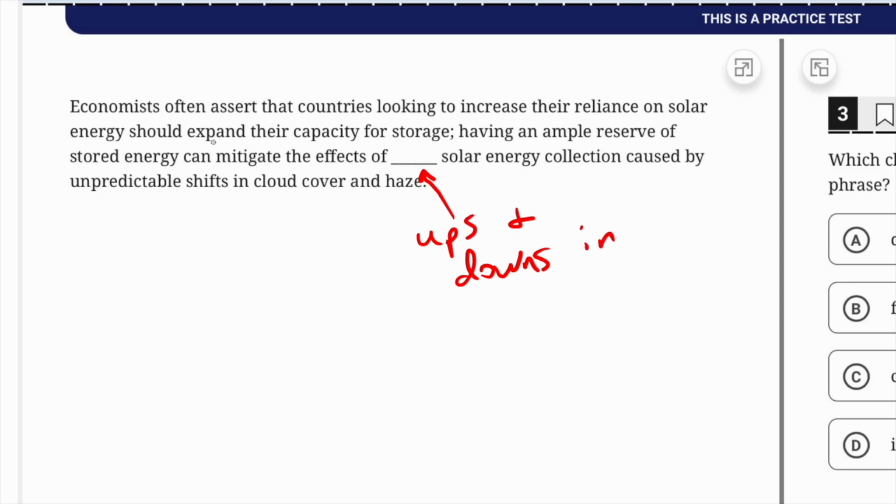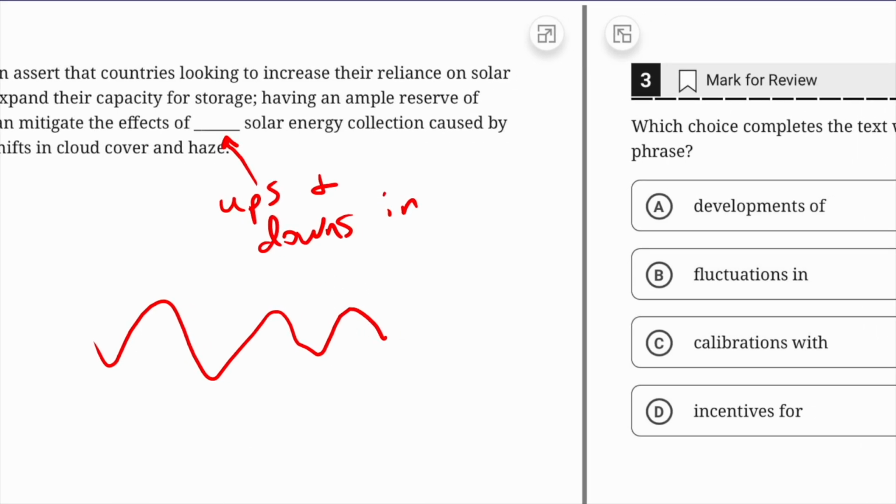Why ups and downs? Because if you have shifts in cloud cover and haze, well, you're going to have times of day when sunlight is going to be able to get through, and other times when that sunlight is blocked. And so our correct answer here is going to be fluctuations. Fluctuations in. A fluctuation is that kind of up and down movement.